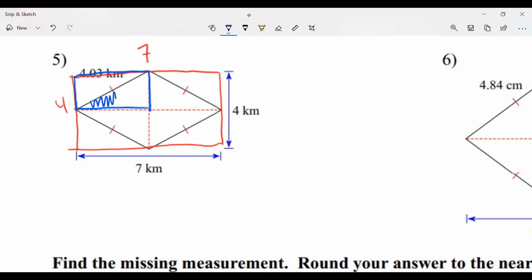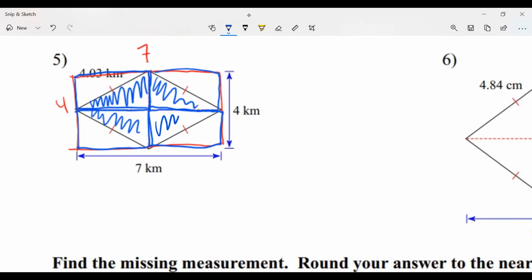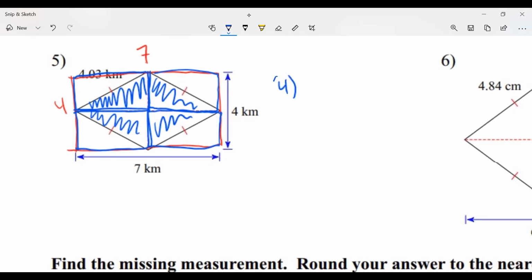And it seems like I only need half of that piece. Okay, let me look at another part of my rectangle. And it seems like I only need half of that. And then let me look at another piece of my rectangle. I only need half of that. And this last piece, I only need half of that. So it seems like I had the whole rectangle. So let me just go 4 times 7. I had the whole rectangle. However, I only need half of it.